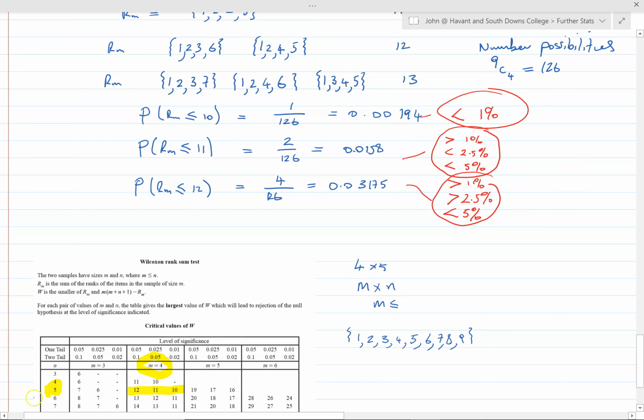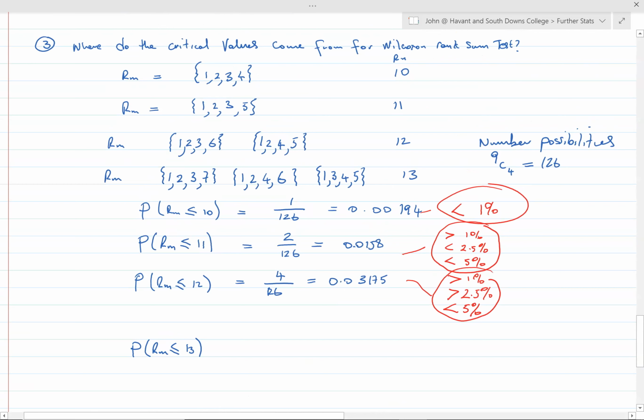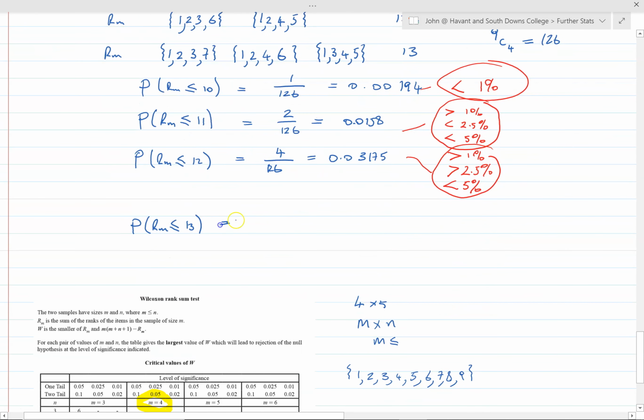Okay, and finally one more. Probability that RM is less than or equal to 13. Now the ways of getting 13, that's all of these possibilities here. So that's 7 possibilities out of 126. That equals 0.05556. Apologies if I've made rounding errors with these, but hopefully I haven't, and hopefully if you have, you've still got the idea. And that is greater than 5%.